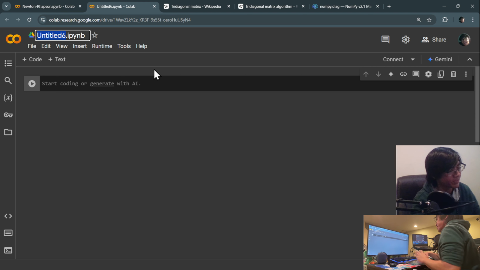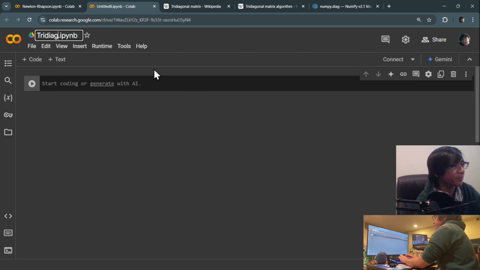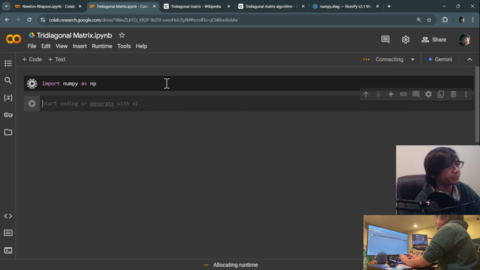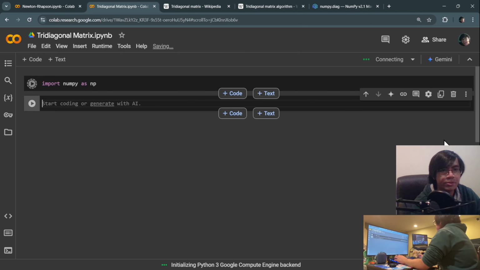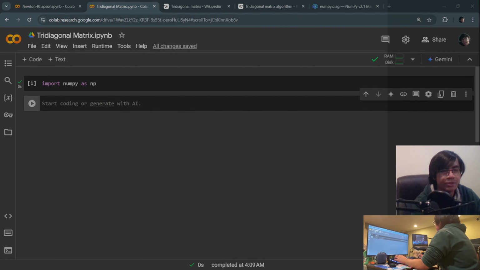Tridiagonal matrix, Thomas method. Tridiagonal matrix. So I think all we need is numpy, so import that as usual. I do have a random seed, so that was from earlier.